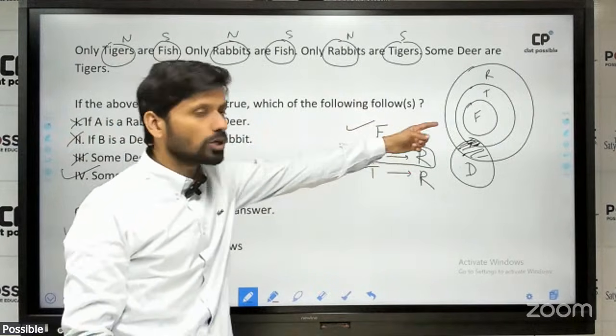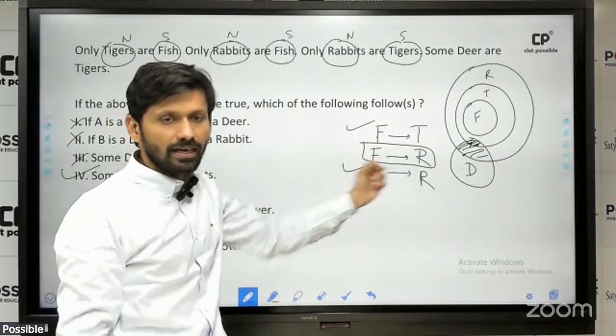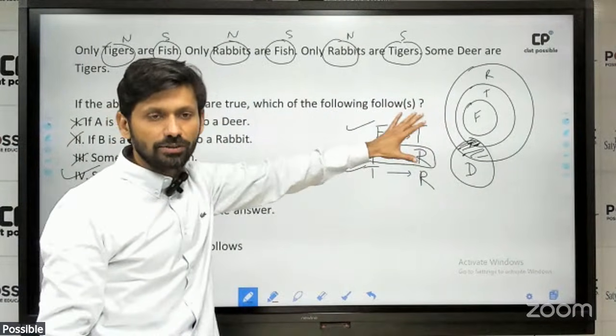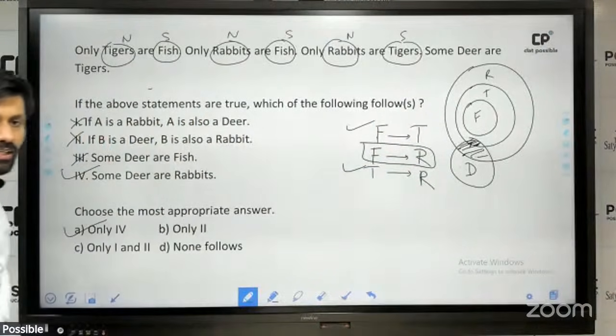We were able to draw this Venn diagram. And lastly, we were given some deer are tigers, and this we drew. Now the question has become easier for me to manage, right? So option A is correct.